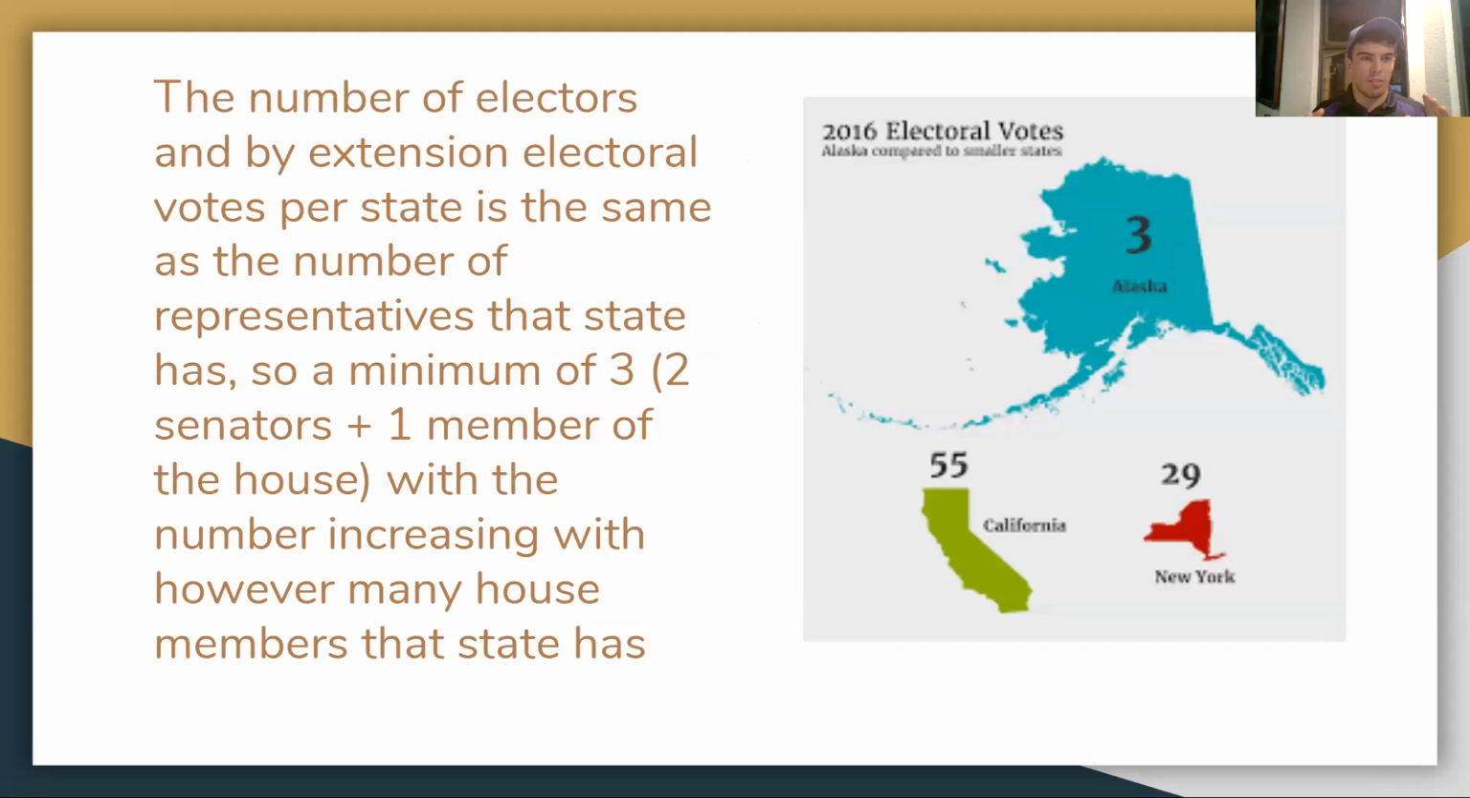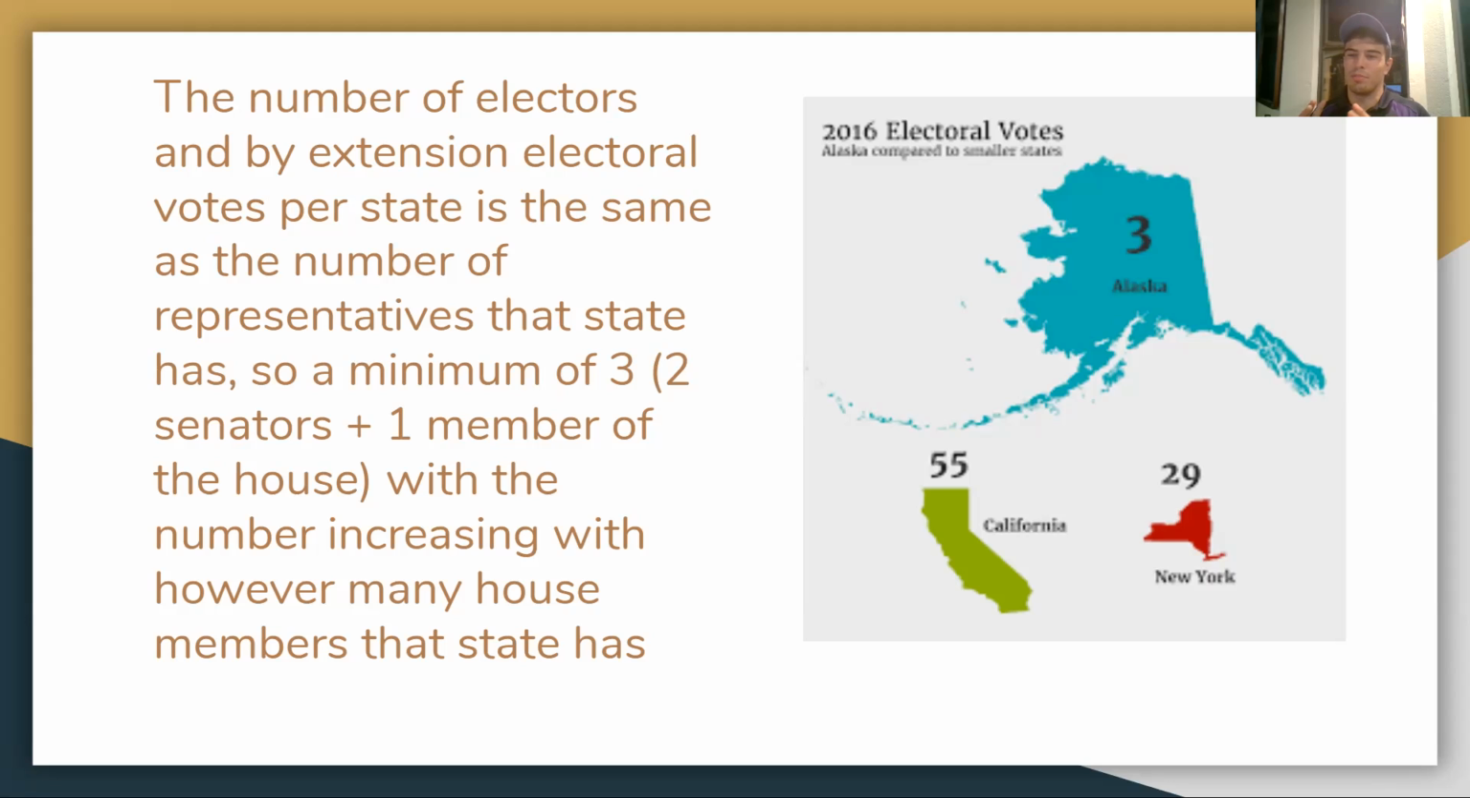Okay, so the number of electors, and by extension the electoral votes per state, is the same as the number of representatives that state has. So a minimum of 3. That means 2 senators and 1 House member. So remember, every state has a guaranteed 2 senators, but the House members are based off of that state's population, based off of districts, and it's roughly based on population.